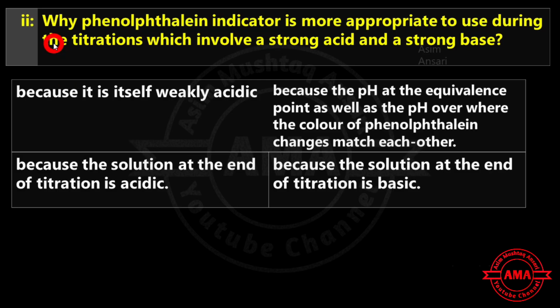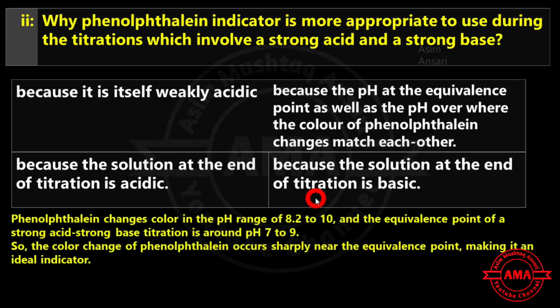Next MCQ is: why is phenolphthalein indicator more appropriate to use during titrations which involve a strong acid and a strong base? First option is because it is itself weakly acidic. Second is because the pH at the equivalence point as well as the pH range over which the color of phenolphthalein changes match each other. Next is because the solution at the end of titration is acidic. And fourth option is because the solution at the end of titration is basic.